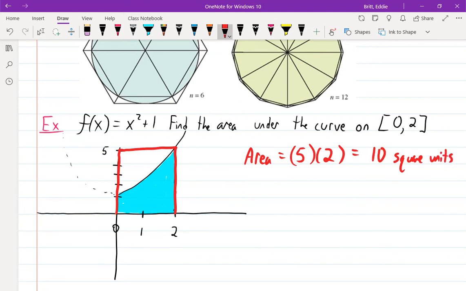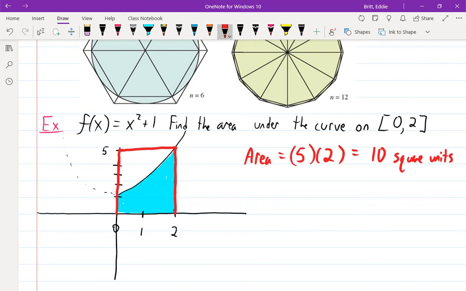Now that estimation that I just did, do you think that would be more or less than the actual area? Of course, you could see it would be more, right? Because you're missing a lot of stuff in here that's not in the shaded region. Okay?